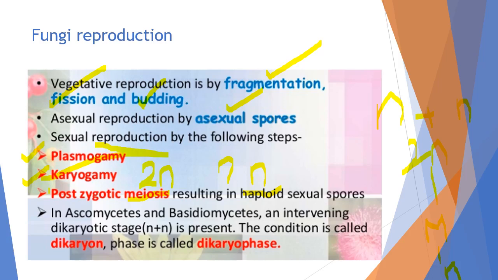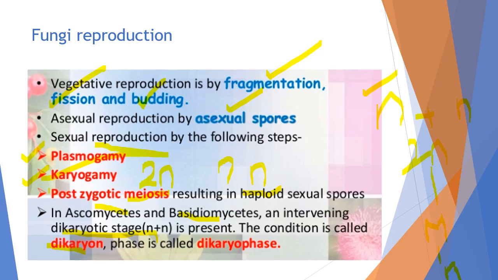Okay. Now in some of the classes like Ascomycetes and Basidiomycetes, an intermediate stage, what you have written here, n plus n. How many nucleus are there? 2. And this condition is called as a dikaryotic stage. So the stage in which they remain in n plus n, that is called as dikaryotic stage, or you can call it as a dikaryon, or dikaryophase.